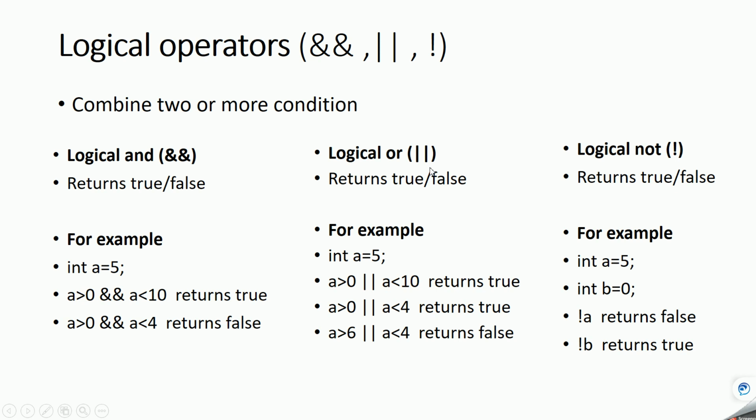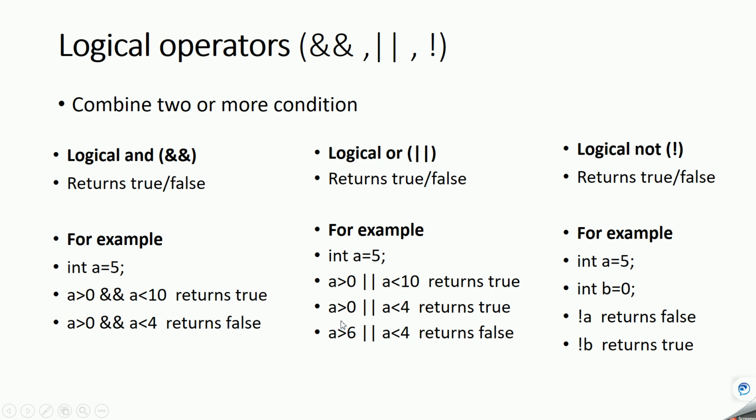This is denoted by double pipe, and it will return true or false. In this case, if we combine two or more conditions and one of the conditions is true then it will return true. If all the conditions are false then it will return false. Let's see an example. Here a is 5, and we are checking whether the number is between 0 and 10. a is greater than 0, yes, 5 is greater than 0, it is true, and here also 5 is less than 10, yes, it is true. Both are true, so it will return true.